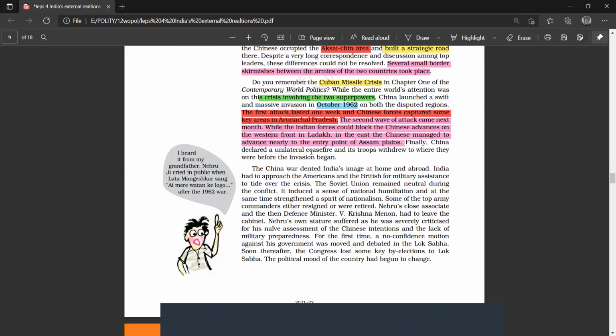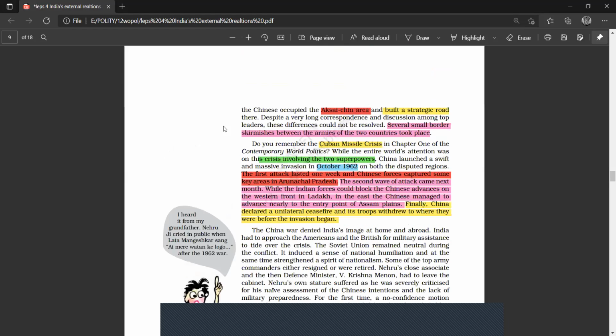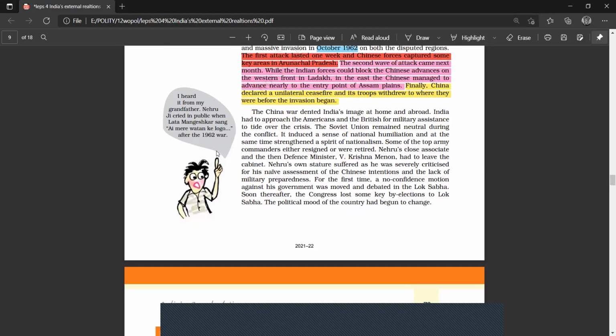Finally, China declared a unilateral ceasefire and its troops withdrew to where they were before the invasion began. So this is something very important, because if they had entered, then we would have waged war against them. It would have been a continuous war. The China war dented India's image at home and abroad. India had to approach the Americans and the British for military assistance to tide over the crisis.